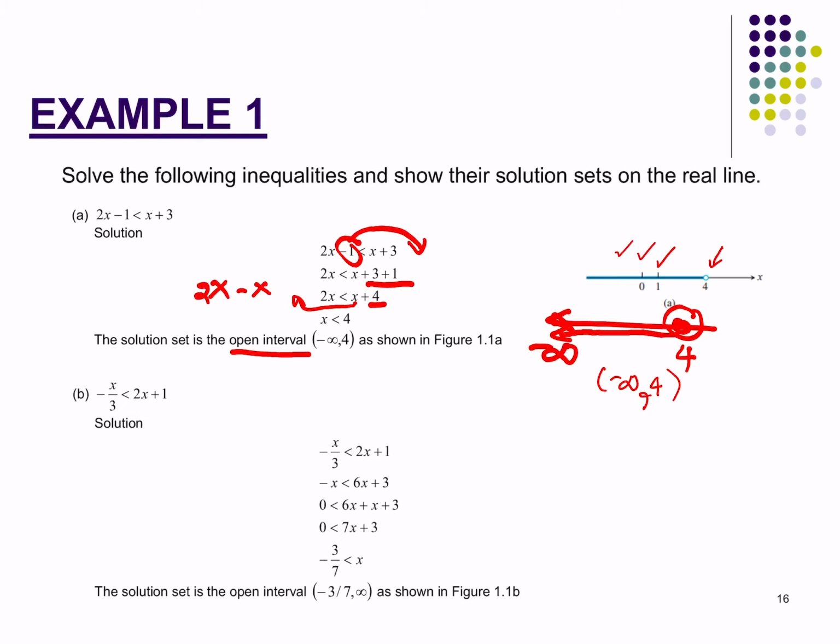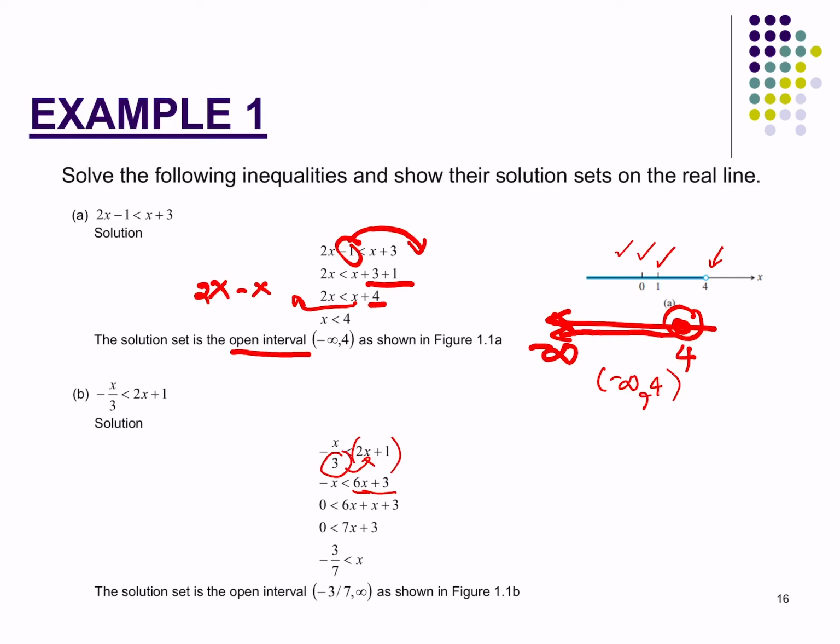Next, when you have minus x by 3 less than 2x plus 1, basically you can move 1 by 3 to the other side to be multiplied by 2x plus 1. That becomes 3 multiplied by 2, you get 6x, and 3 plus 1, you get 3. So then you get minus x less than 6x plus 3.